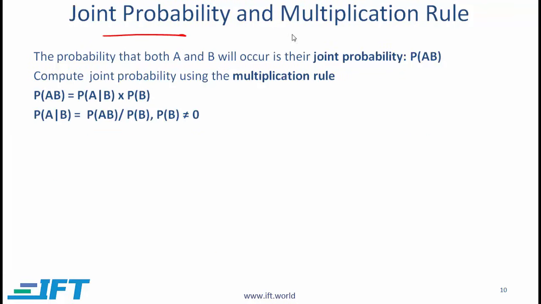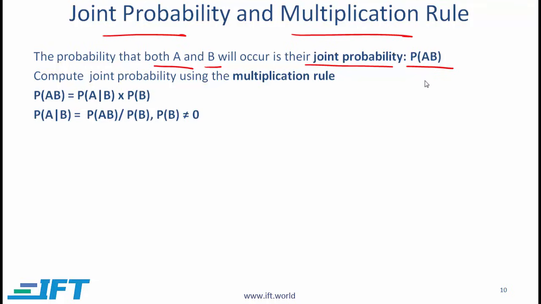Joint probability and the multiplication rule. So let us first understand what we mean by joint probability. The probability that both A and B will occur is their joint probability. It is called P(AB). So whenever you see AB without anything in between, that means we are talking about the joint probability of two events A and B.